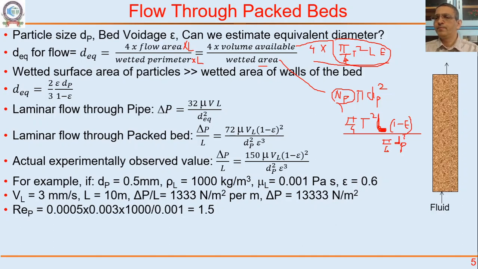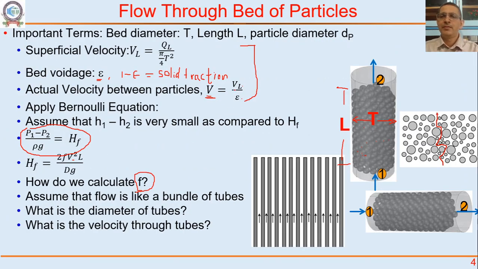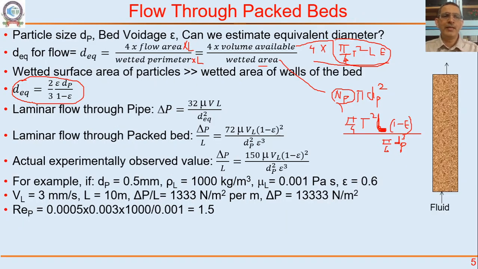Alright. So substitute this here, substitute this here, rearrange all that. You will find that the equivalent diameter is 2 by 3 times epsilon dp divided by 1 minus epsilon. So if voidage is more, equivalent diameter is more. If particle size is more, equivalent diameter is more. If solid fraction is more, equivalent diameter is less. Now, we are saying that this bed is equivalent to flow through these circular tubes of size D equivalent.